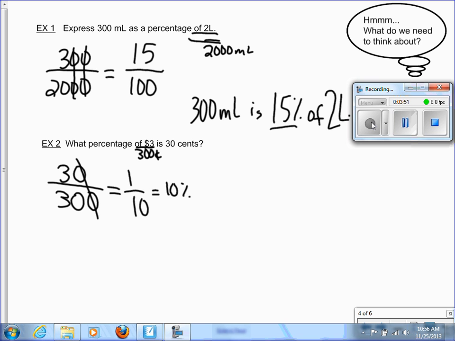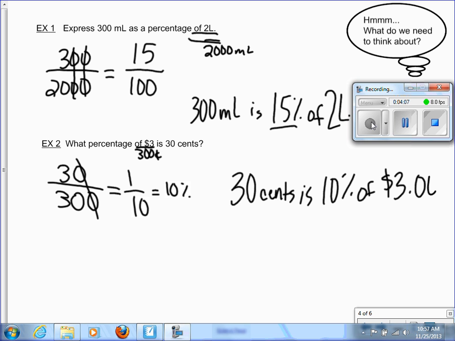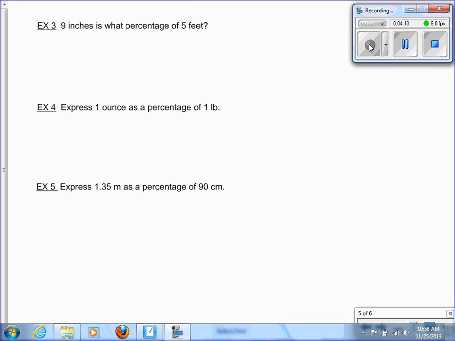Good. So who wants to try to tell me the sentence for this one? Isha? 30 cents is 10%. Good. And yes, you may write the cent sign instead of writing out the word cents. So right now we're working with our partner to find the answer to these three examples. Press pause. Try to find the answer.